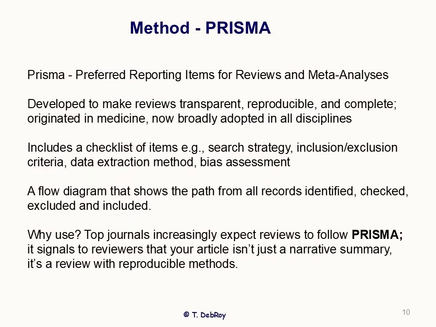PRISMA method. PRISMA stands for Preferred Reporting Items for Reviews and Meta-Analyses. This is a systematic approach to make your review transparent, reproducible, and complete. Journals are increasingly adapting the PRISMA method to ensure rigor and reproducibility in comprehensive reviews, especially in fields where data synthesis is complex. It includes a detailed checklist to ensure implementation of a comprehensive search strategy, inclusion and exclusion criteria, and methods for data extraction and bias assessment.